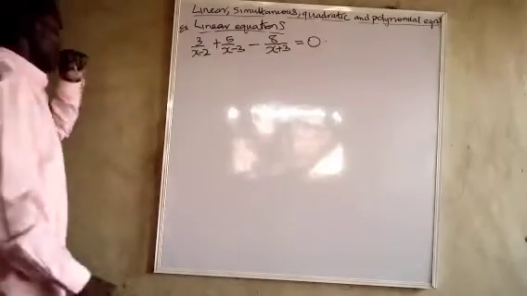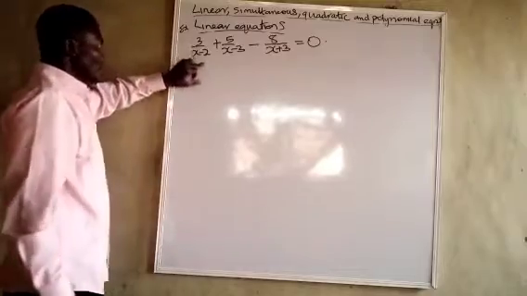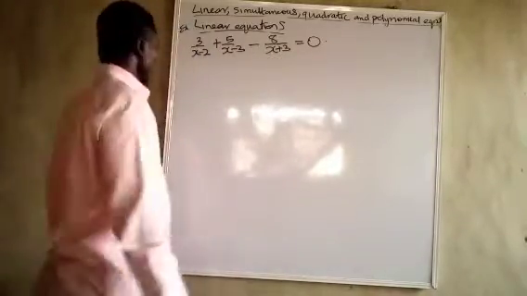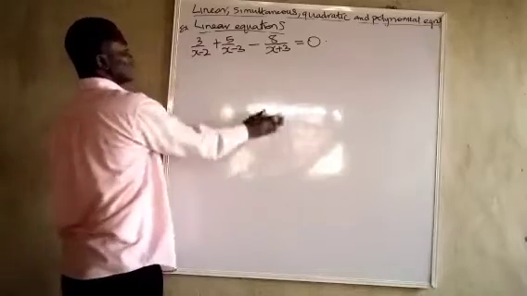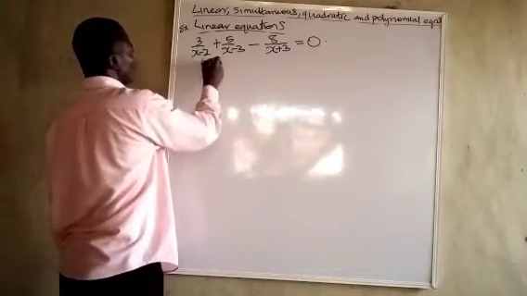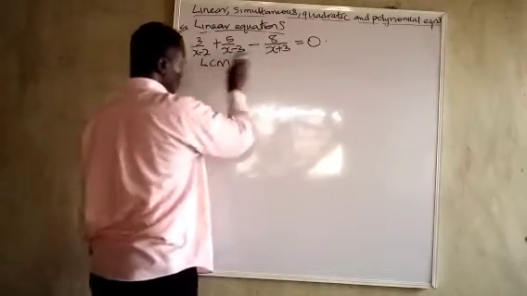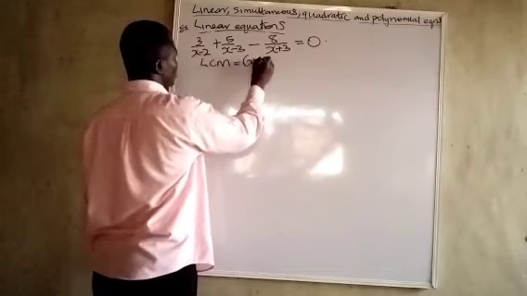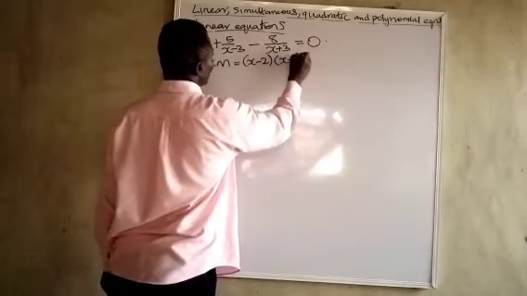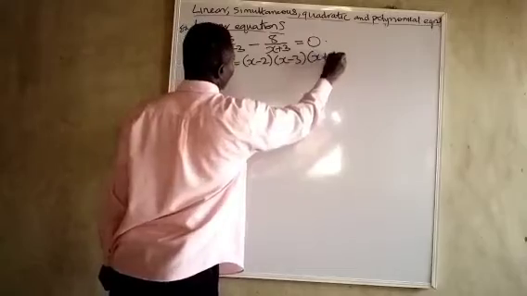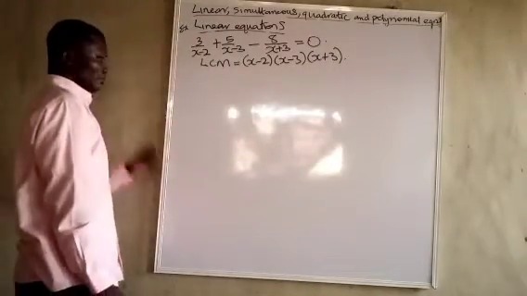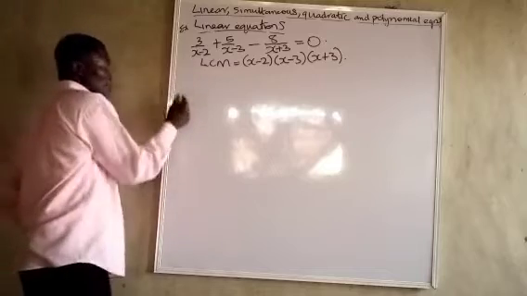Now let's look at this. We have 3 divided by x minus 2 plus 5 divided by x minus 3 minus 8 divided by x plus 3 equals 0. Now, the LCM for the denominator will be the product of all denominators: x minus 2 into x minus 3 into x plus 3. With experience, you can cancel this out and go to the next step. But being that we are using it as one example, we do this one.